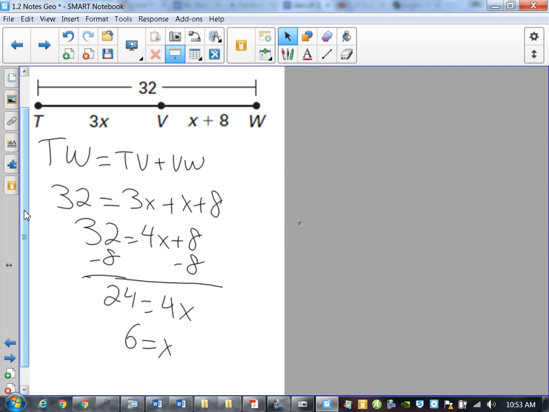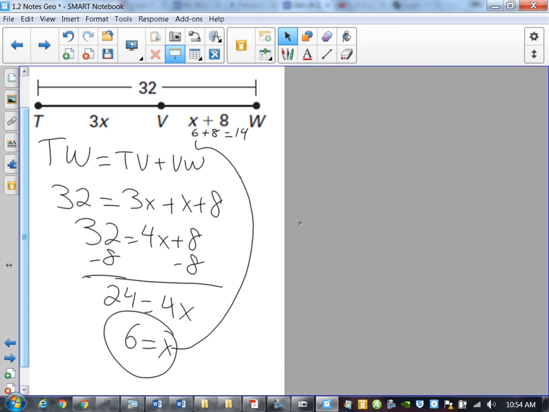And the reason that would be there is because x is 6, which means yes, you got the right answer. But did you solve the right problem? No, because it asked us to find BW. So what do you do with that 6? You substitute back up here, and we get 6 plus 8, otherwise known as 14.